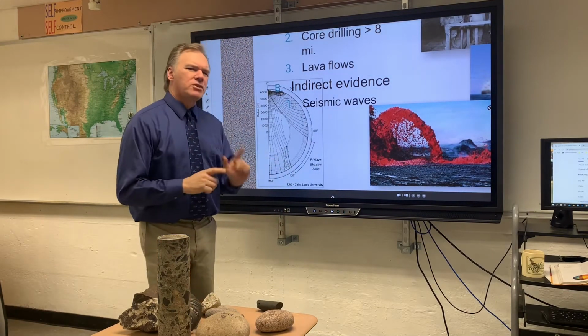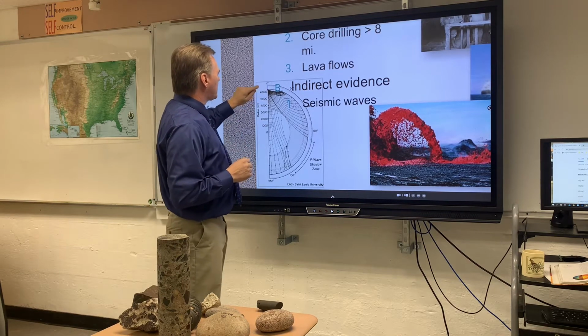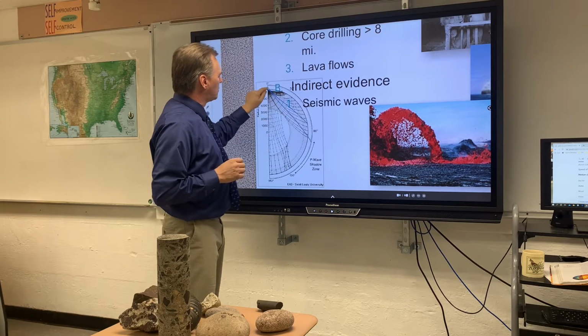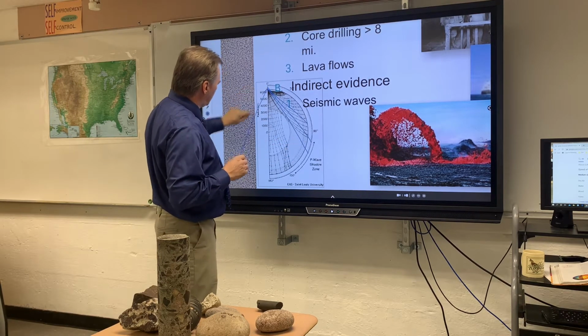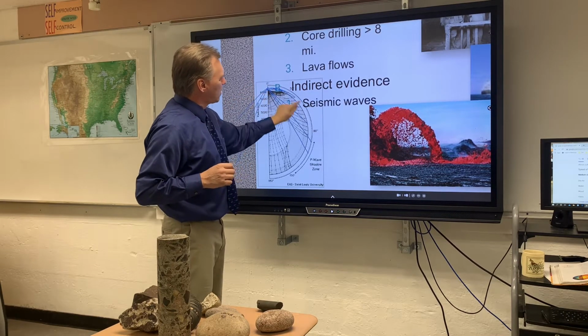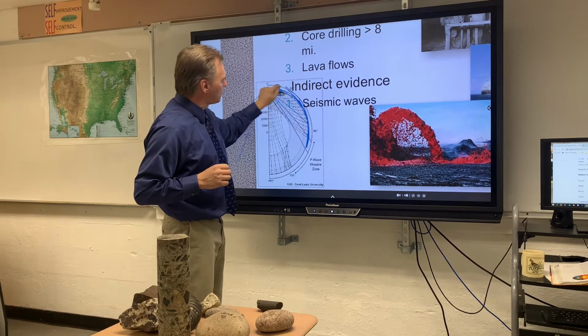Primary waves, it turns out, can't go through liquids. So when this earthquake goes off, it sends out waves in all directions. Let's say these are the P waves. And all around the earth, if you're anywhere along here, your seismograph can detect those P waves.